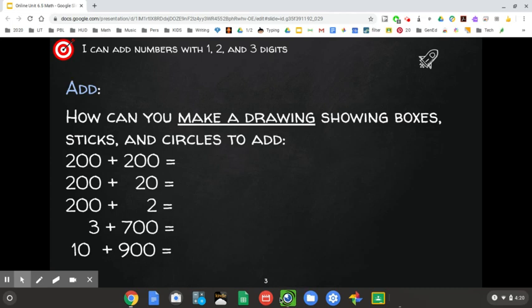All right, so if you look right here, next, and then we'll do 200 plus 20, 200 plus 2, and then 300 plus 700, and 10 plus 90. So those are kind of our warm-up activities as far as looking at how we're going to do our place value exercises today. Let me make sure I write down 300, 10 plus 900. All right, here we go.